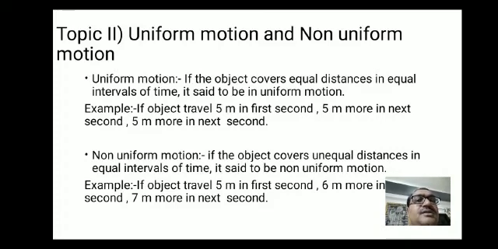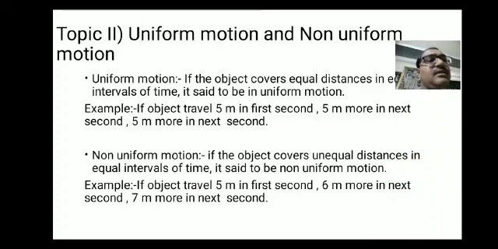So let's take an example. If an object or a car travels 5 meter in the first second, then 5 meter in the second second, then the next 5 meter in the third second, it means that the car has traveled 5 meter in each second. So it is said to be in uniform motion. We can say that the car is traveling in uniform motion.